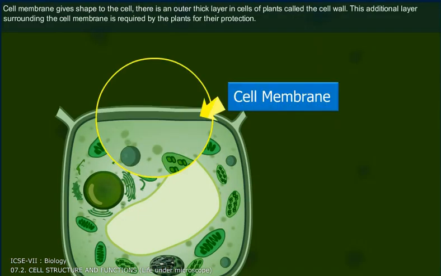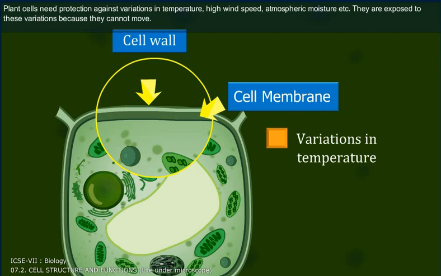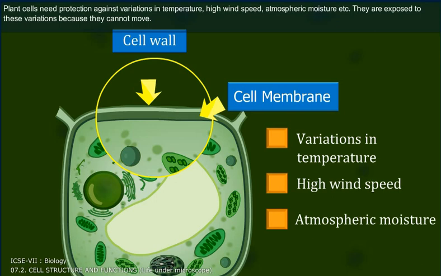Cell membrane gives shape to the cell. There is an outer thick layer in cells of plants called the cell wall. This additional layer surrounding the cell membrane is required by the plants for their protection. Plant cells need protection against variations in temperature, high wind speed, atmospheric moisture, etc. They are exposed to these variations because they cannot move.